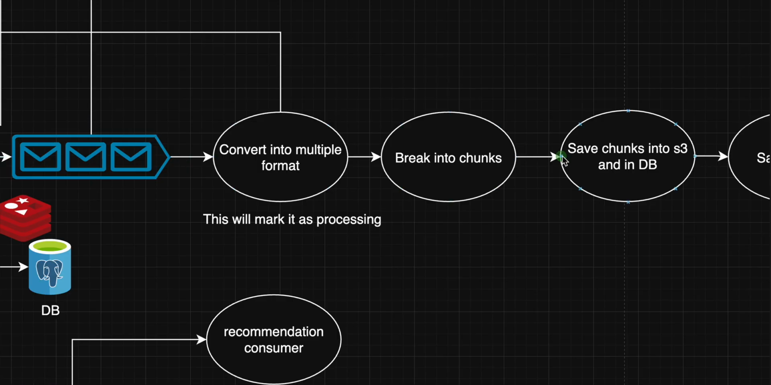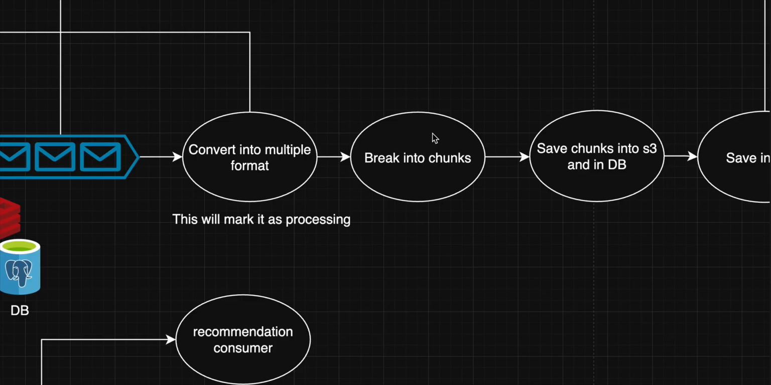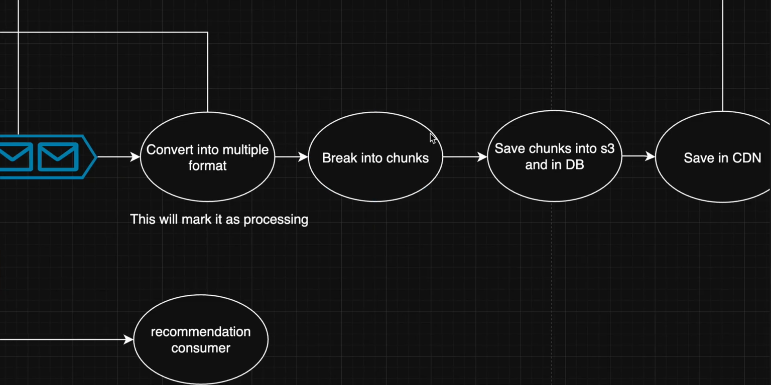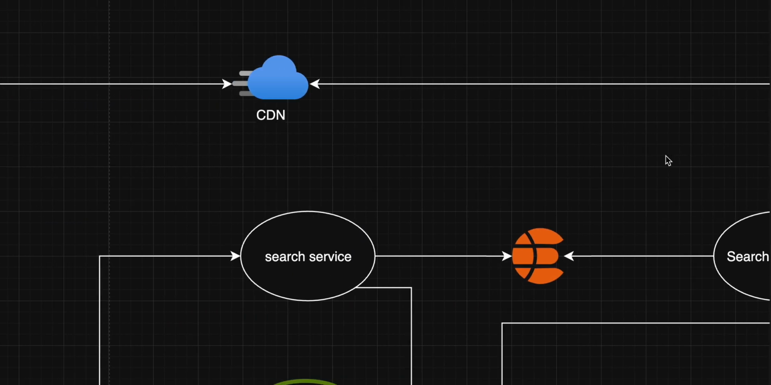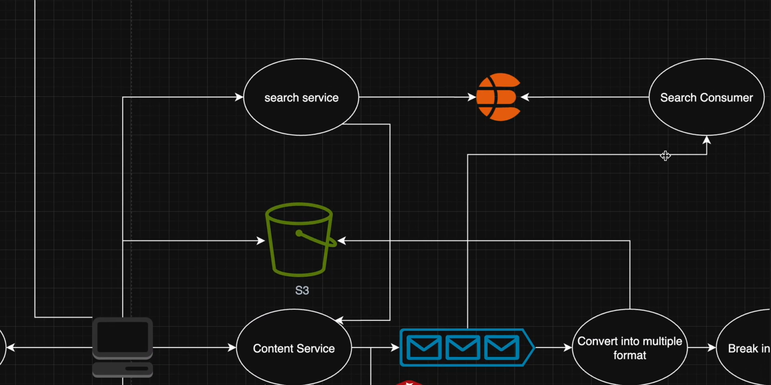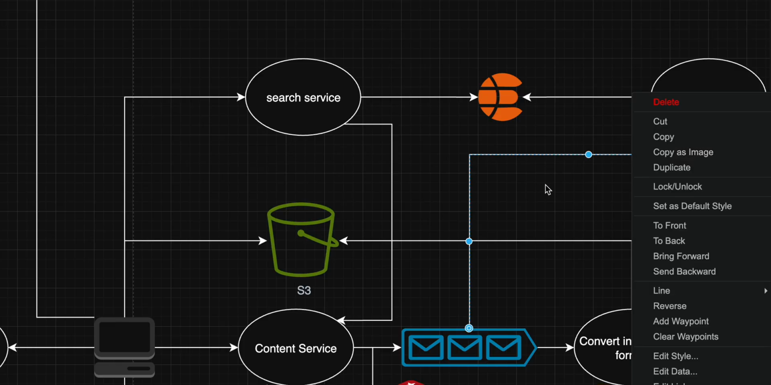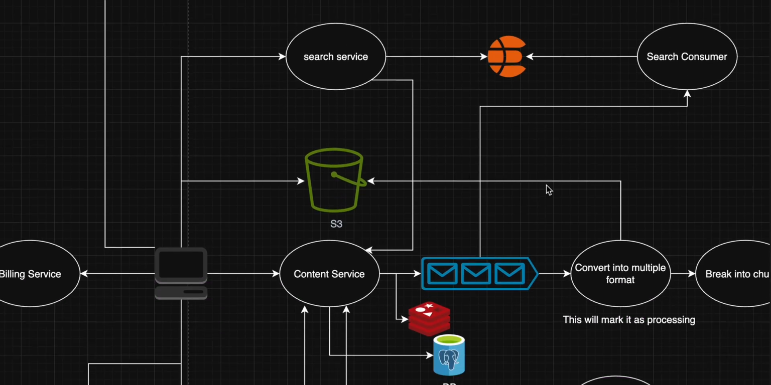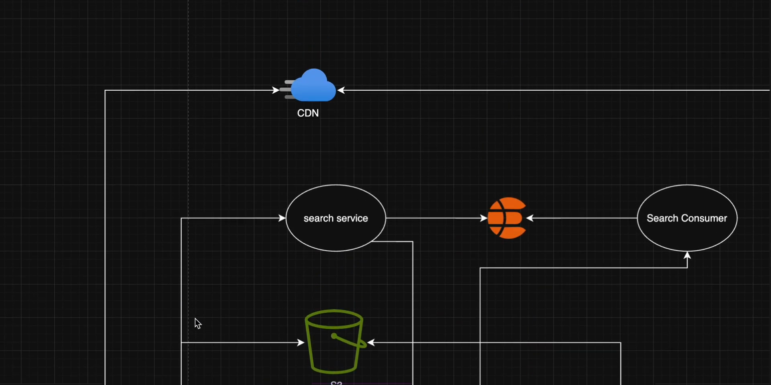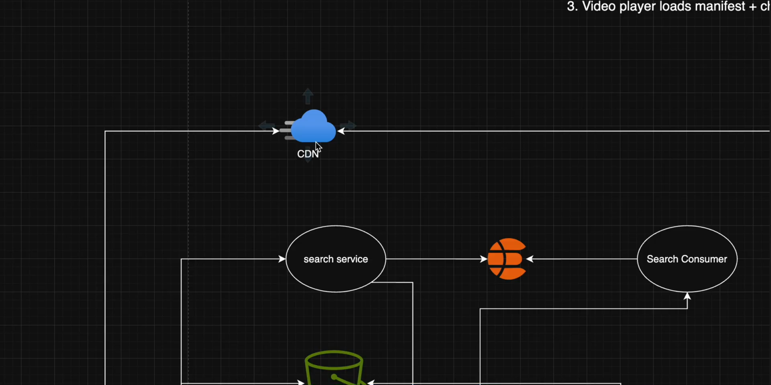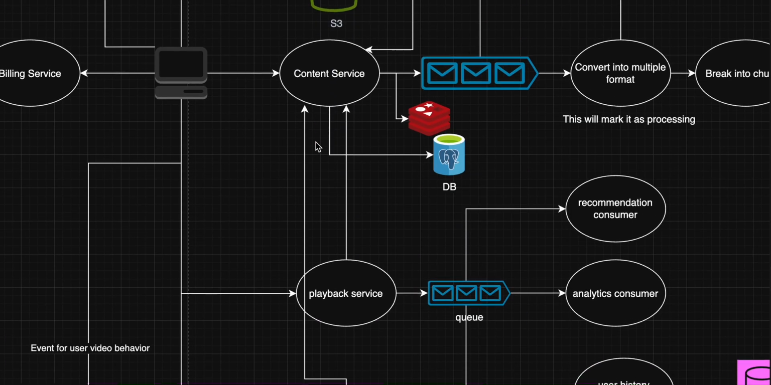Then that topic will be consumed by a different consumer. It will break the video into chunks, then again push a message. Then that data will be saved in S3 and DB, and after it is done, we will push it to the CDN. So we'll pass this information to different servers all across the world, and also save it into CDNs. Whenever the playback service is asked for any video, we will return all the information to the client, so that the client can directly access the CDN and get data directly.